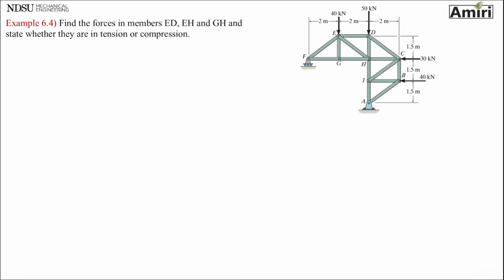Let me mark the members that I'm interested in: ED, EH, GH. See, kind of see the trend there? So if I make a cut right there, it will reveal those forces to me, that imaginary cut. So therefore I can use method of sections. So let's go with method of sections, because with method of joints it's going to be too much. You have to draw too many free body diagrams of different joints.